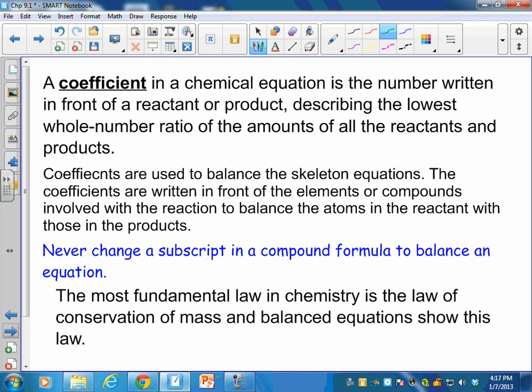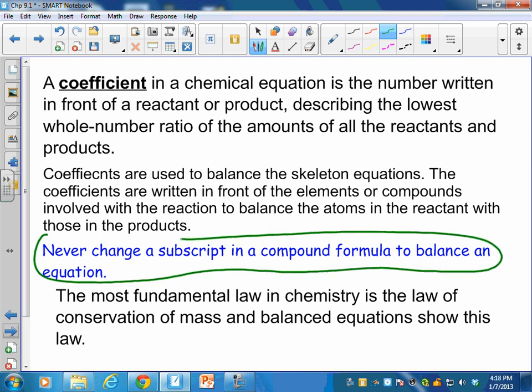And the big rule here is to never change the subscript in a compound or formula to balance the equation, okay? So in that last one we had Al plus Br2 going to form AlBr3. You could never just take the bromine and say, okay, well, that 2 is not going to be balanced, so I'll put 3 of them there. Bromine doesn't come in packs of 3. It only comes in packets of 2, so you can't change the formula to balance the equation.